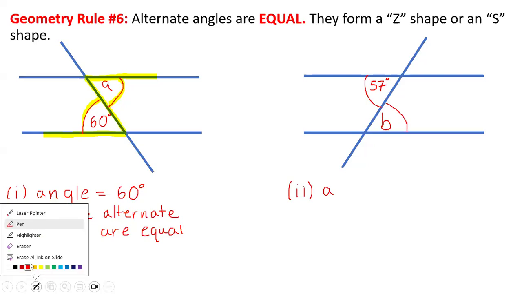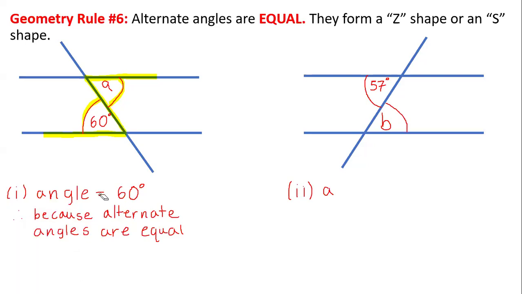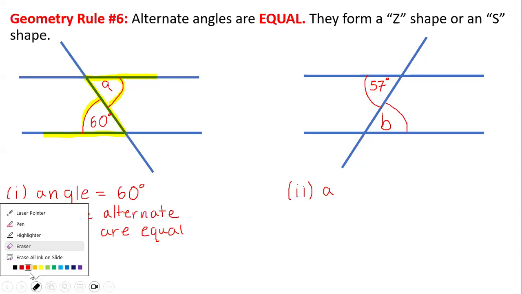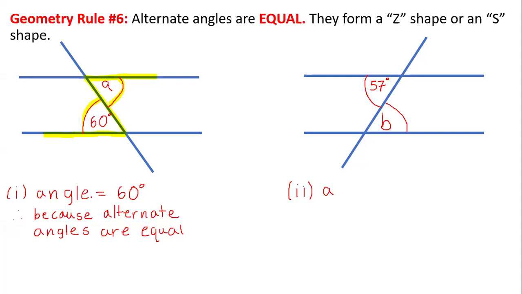Oh, this should say angle A, sorry. Can I erase this? I can't. This should say angle A. Angle A is 60. And this one is supposed to say angle B. Angle B is what? 57.